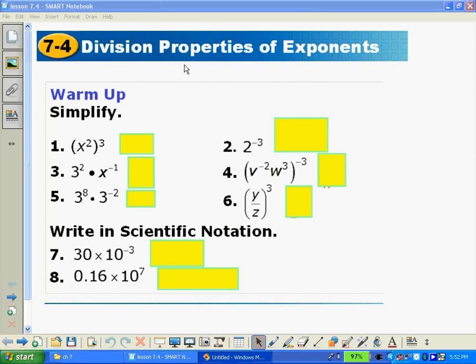Alright, today our lesson is going to be about dividing powers. Our last lesson was on multiplying powers, and you learned that if you multiply powers that have the same base, you add the exponents. Today you're going to see that division is similar, but the opposite. When you divide powers with the same base, you subtract the exponents.